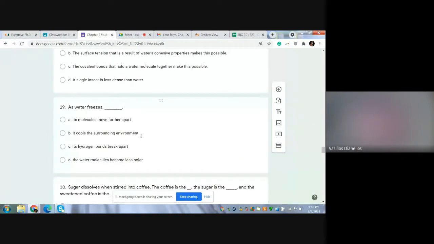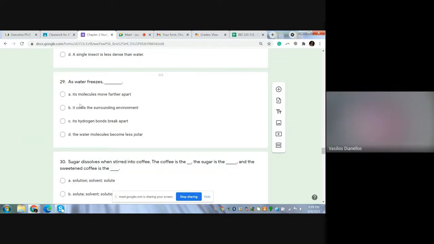Number 29, what happens when water freezes? You should know this because we talked about the biological importance of water freezing. And before we talked about why it was important, we talked about how it happened. The reason ice floats is because it is less dense than liquid water. And the reason it is less dense than liquid water is because when it freezes, the molecules move farther apart. So the answer to 29 is A. Any questions about that?